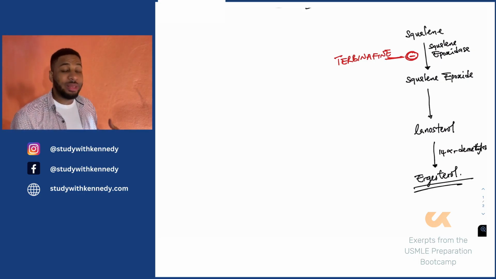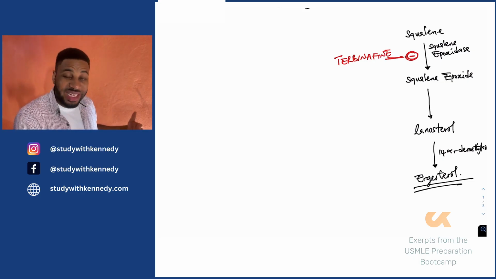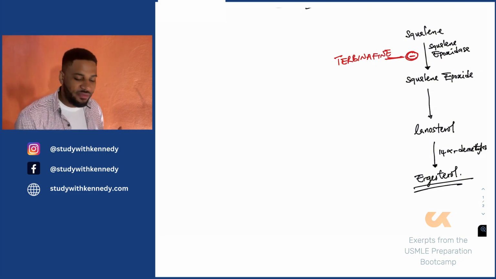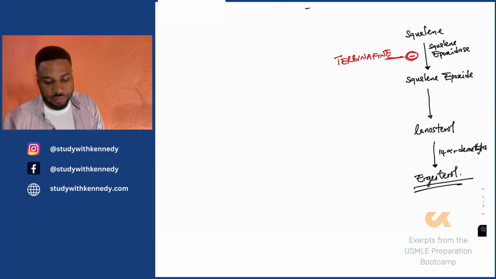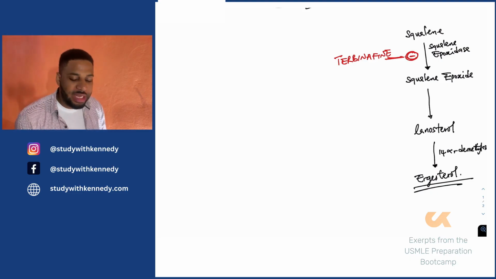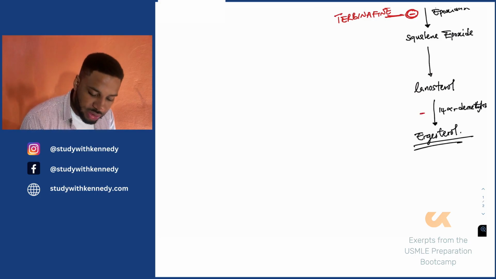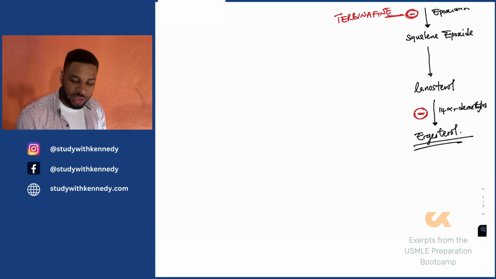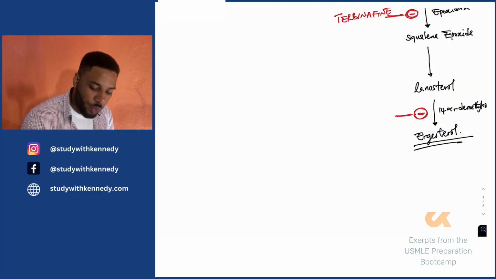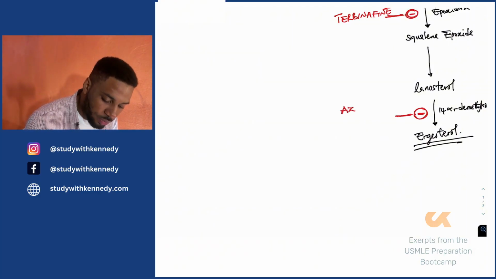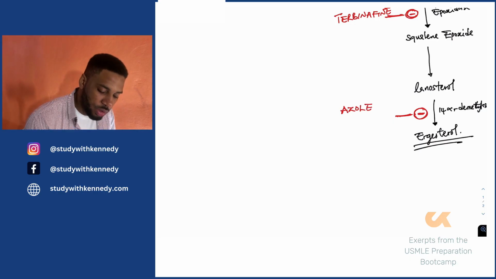So if I asked you what the mechanism of action of terbinafine is, you would say, okay, terbinafine inhibits squalene epoxidase. And then they made another medication that would inhibit the conversion of lanosterol to ergosterol. And that medication was your Azole drugs.